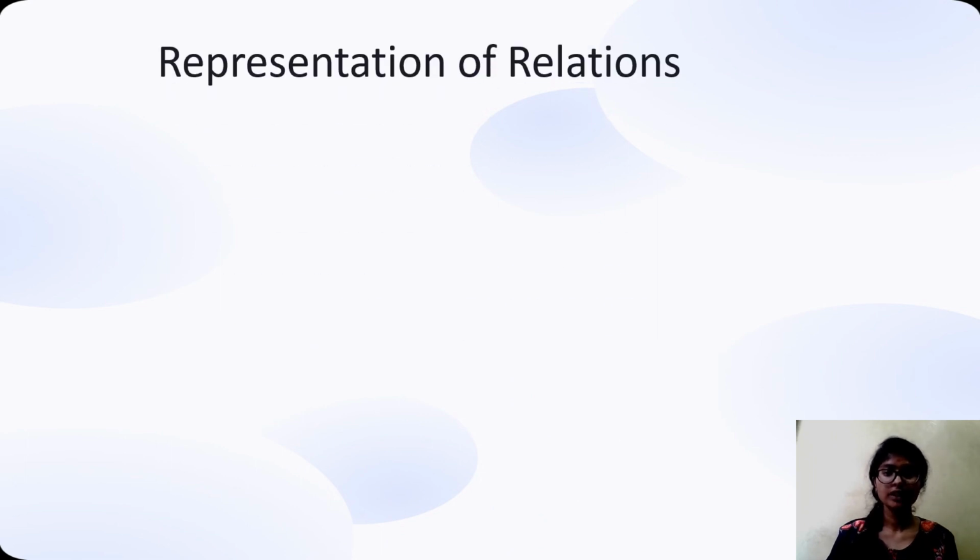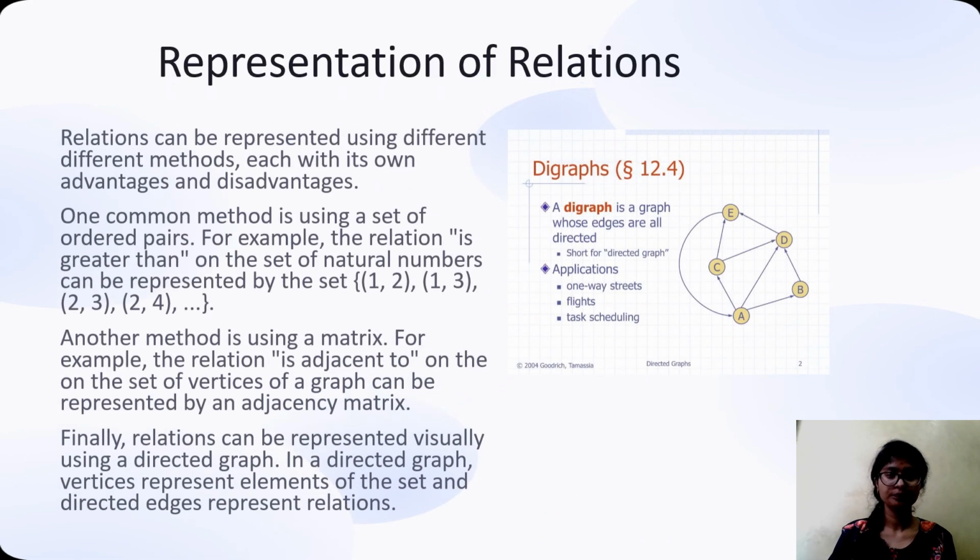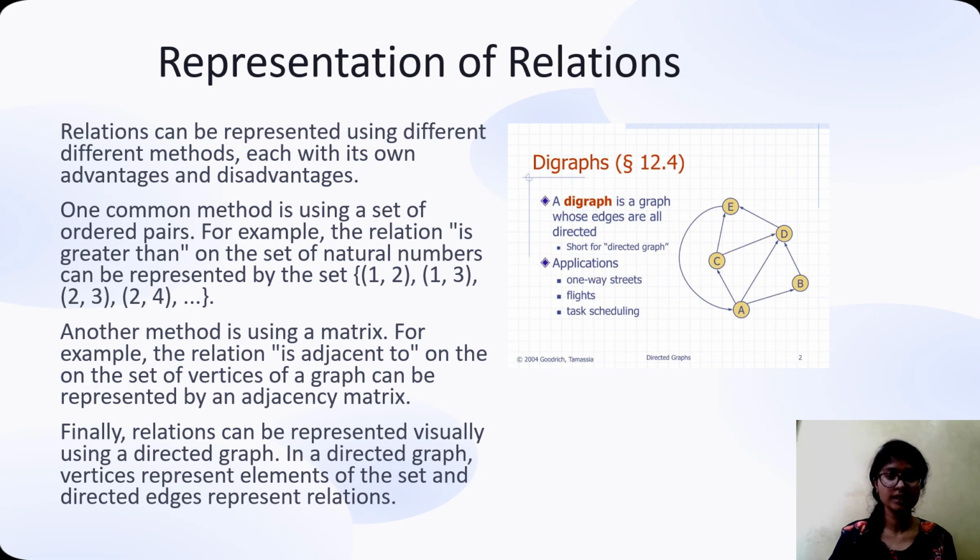So how do we represent our relations? Relations can be represented using different methods, each with its own advantage and disadvantage. One common method is using a set of ordered pairs. For example, the relation "is greater than" on the set of natural numbers can be represented by the set (1, 1), (2, 1), (3, 2), (3, 2), (4, 2), etc.